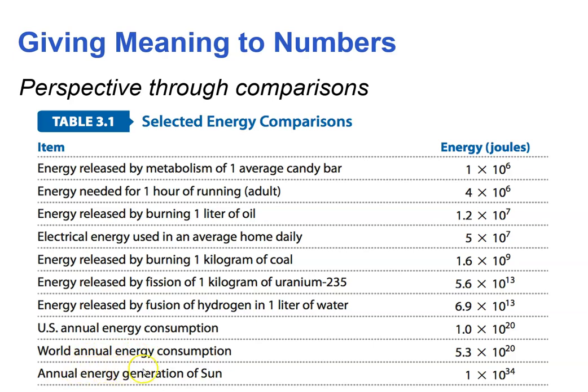So annual energy generation of the sun, that's huge. And so there are times when it's just better to use scientific notation because it helps you not get confused whenever you're writing that number and having to list out all of those zeros.